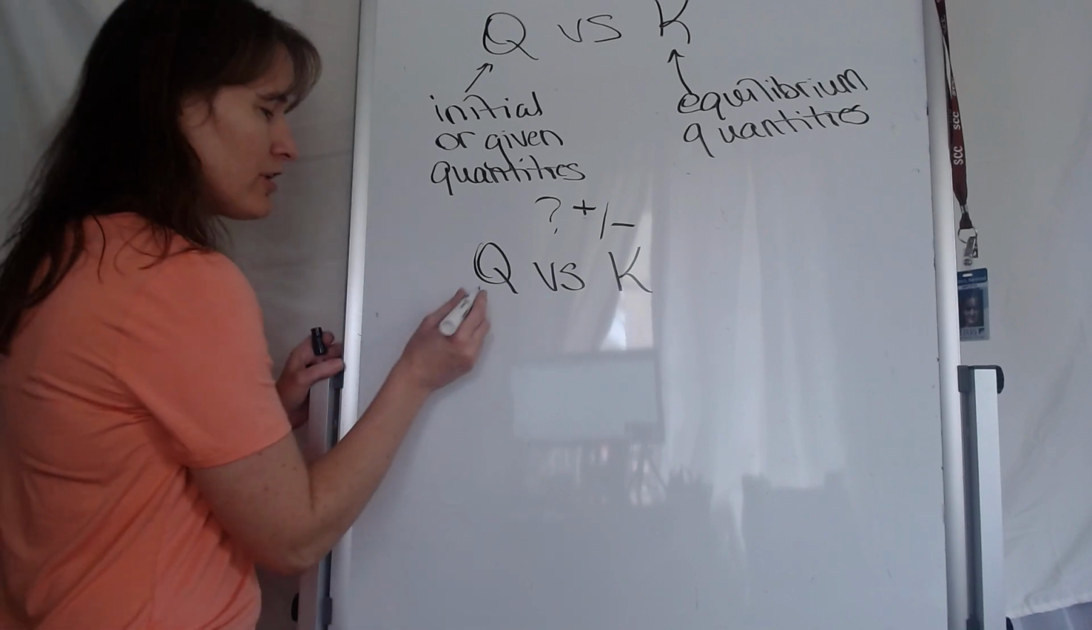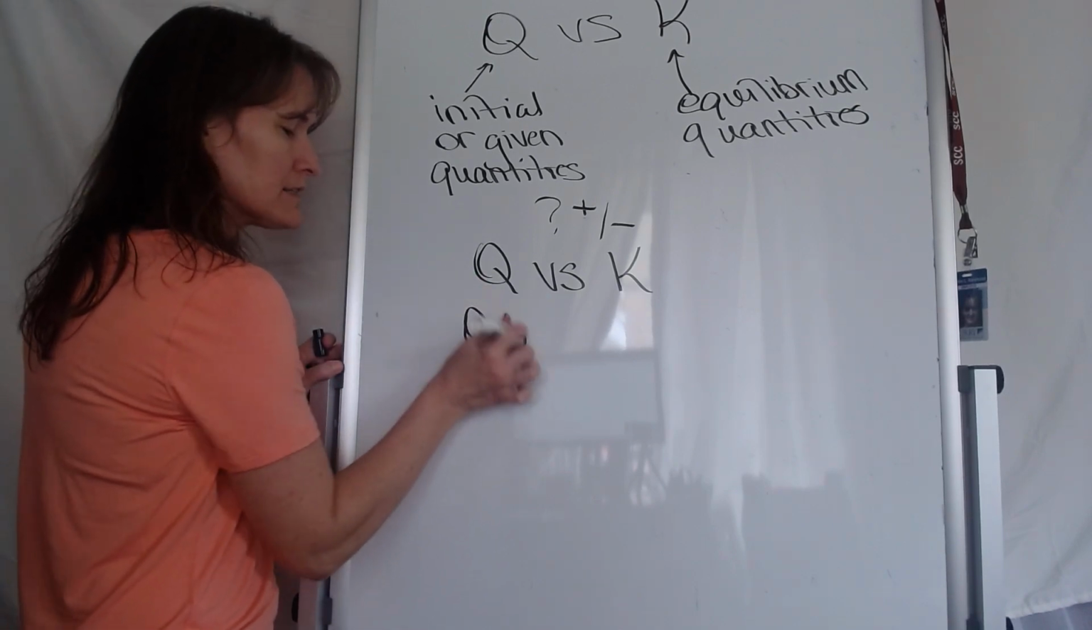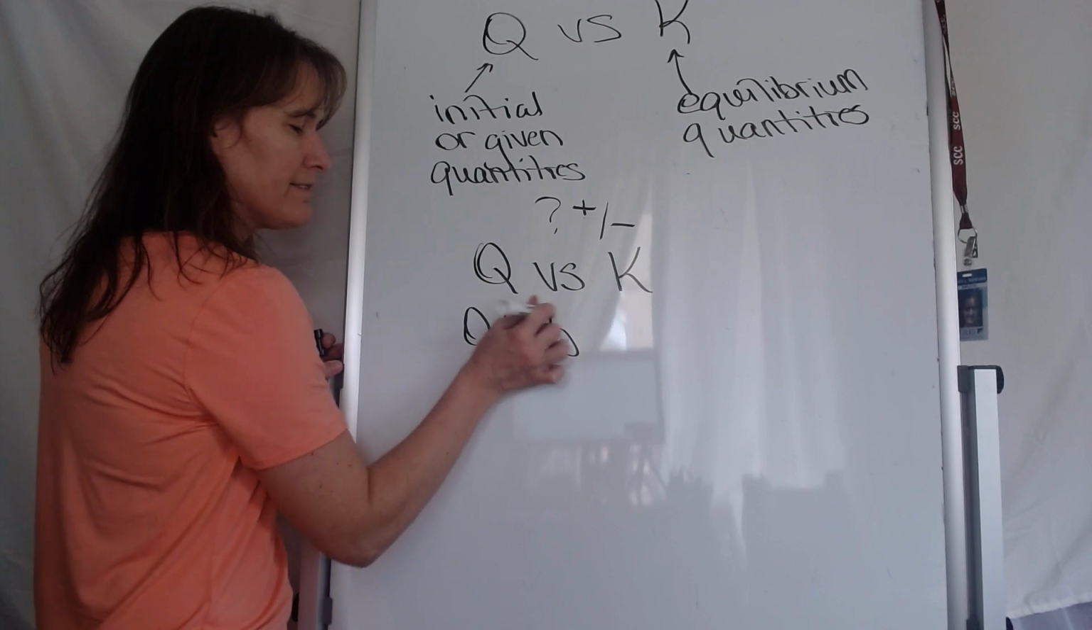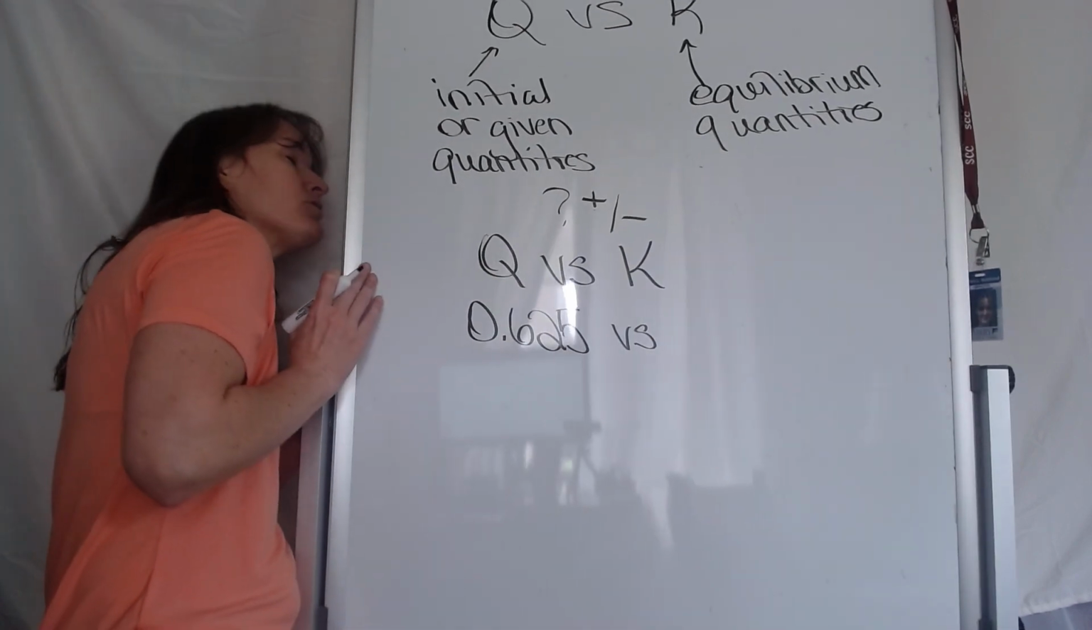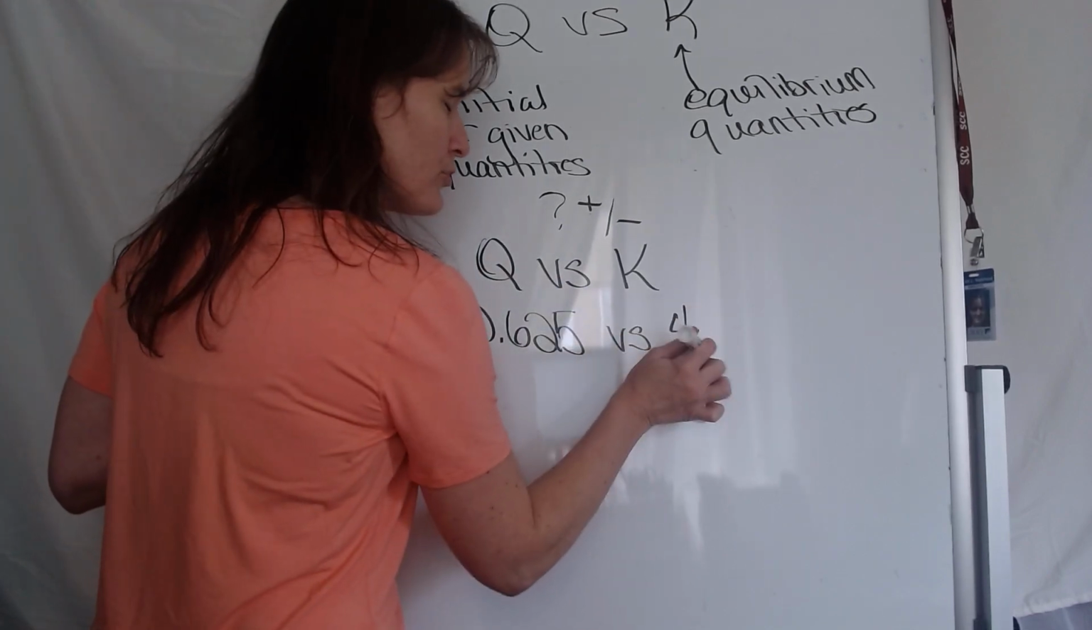So we have for our Q 0.625 versus our K, which was 4.8.